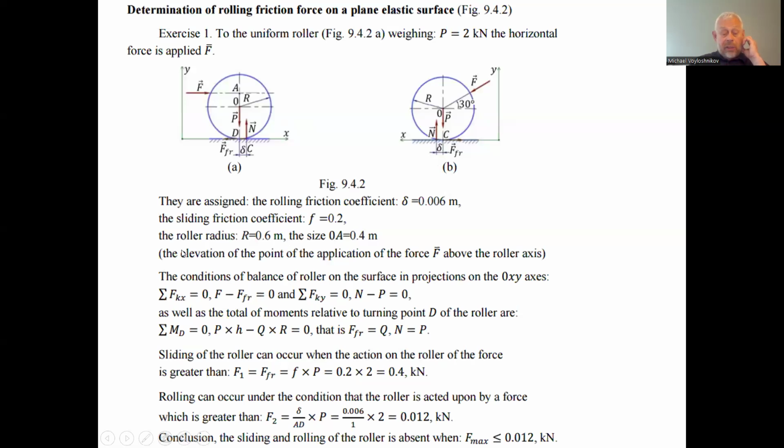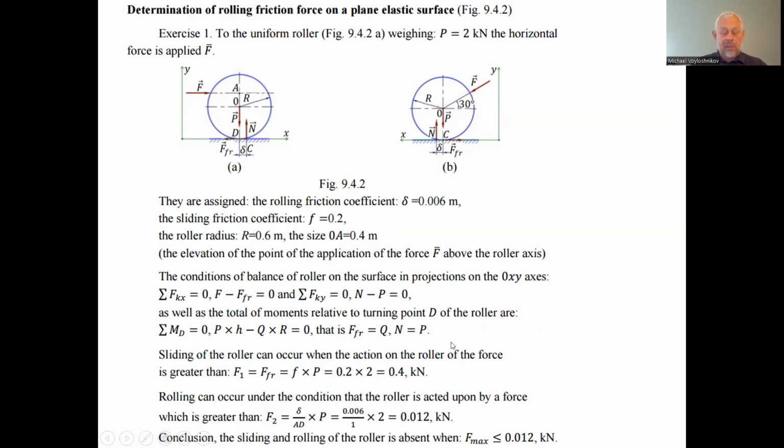The roller radius R is 0.6, and the size OA, this is the size between the center, the axis of the wheel, and the line of the application of the horizontal force F, is equal to 0.4 meter. The elevation of the point of the application of the force is above the roller axis.